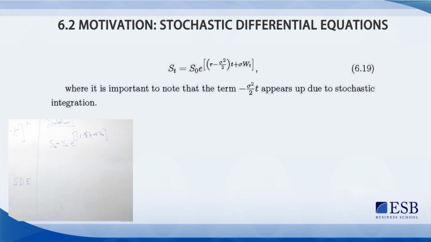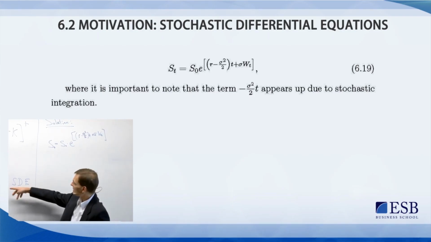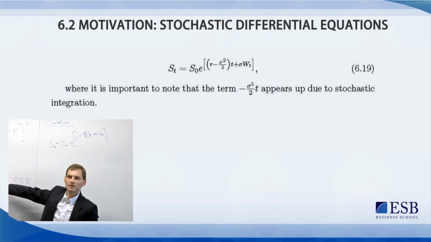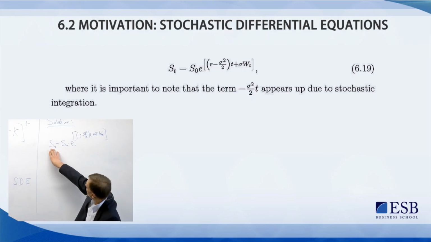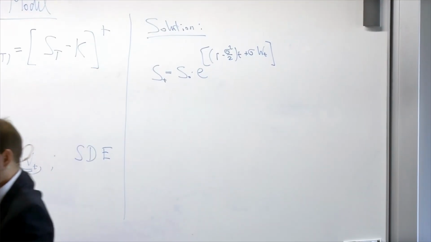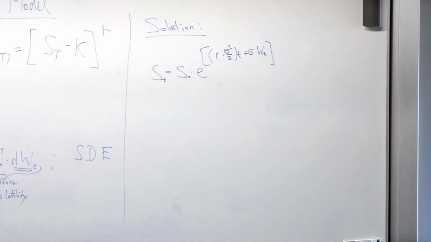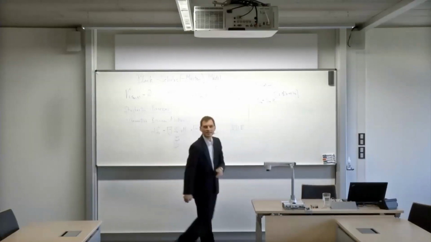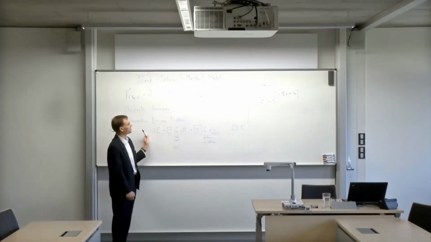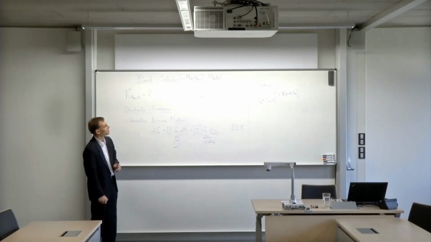This equation satisfies this differential equation. So we are able to find a function, a stock price, how the stock price behaves over time, according to the right-hand side. So this function solves this geometric Brownian motion.